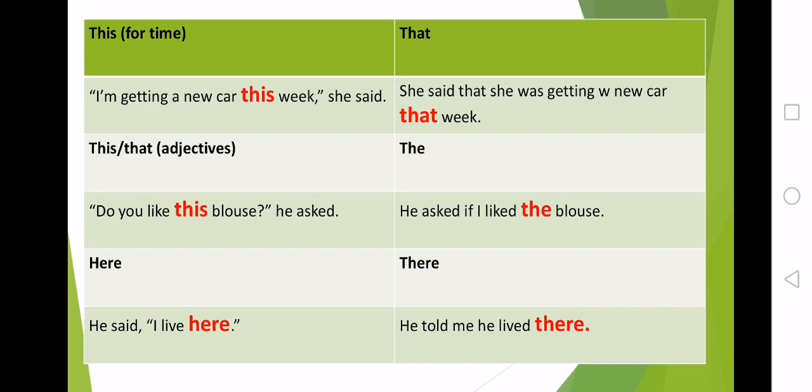"This," if it's written for time, becomes "that." "This" or "that" as an adjective becomes "the." "Here," for the place, becomes "there." He said, "I live here." He told me that he lived there.